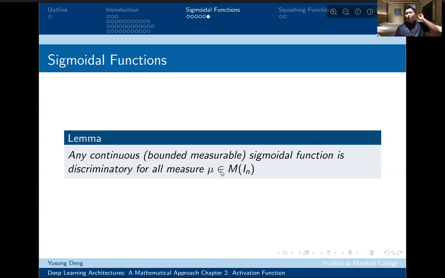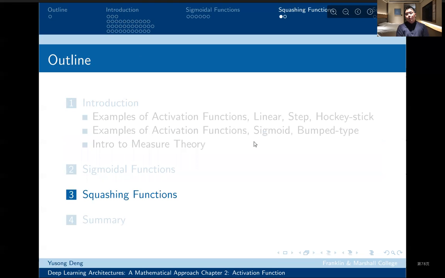All right, but I promise you in the future, as we talk more and more about the theory side of the neural network, about the information processing through that process, we will give you tons and tons of proof. So those are sigmoidal functions. And then the next one, we want to briefly talk about the squashing function.